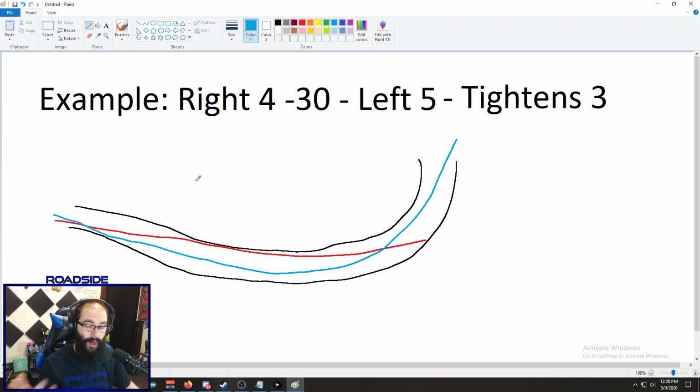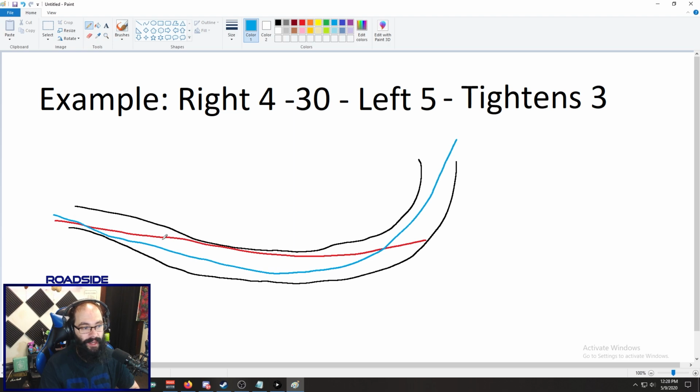Whereas if you know right 4, 30, left 5, Tightens 3, you're going to know, okay, I need to come in close here, and I can hang out wide coming through this 5 because I have to come in on 3. Because where you're going to gain your most time is keeping your momentum and keeping the car going as straight as possible. If you take this red drive line here, you're going to have to hit the brakes really, really hard, turn really sharp, and that's going to cost you a lot of speed, momentum, and time.